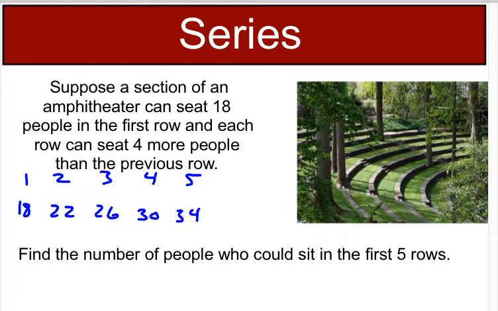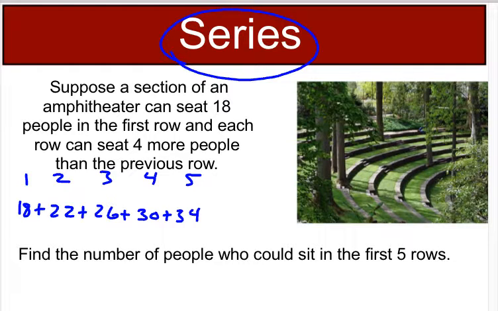Now this is a sequence here. It's an arithmetic sequence because we're going up by 4, and our first term is a sub 1, which is 18. But we want to add all these up. So the sequence now turns into what we call a series. A series is when we take a sequence and add all the terms together. So in a series, you're going to see addition in between all your terms.